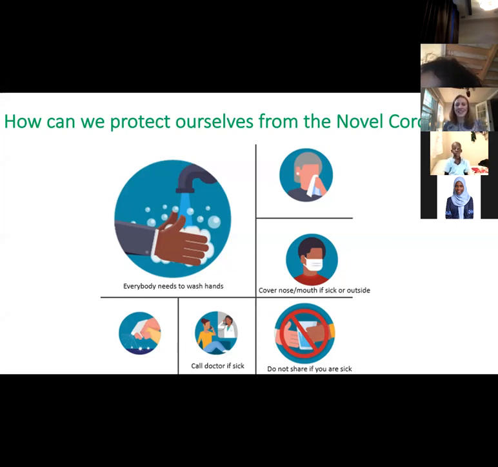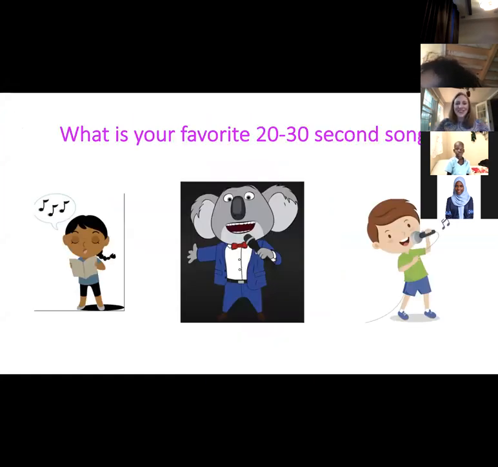Now, when it comes to cleaning up, it's very important that your parents and the adults clean with good, nice, clean products at home to make sure everybody stays healthy. And if you do use tissues, what do you need to do afterward? You have to wash your hands. Mm-hmm.